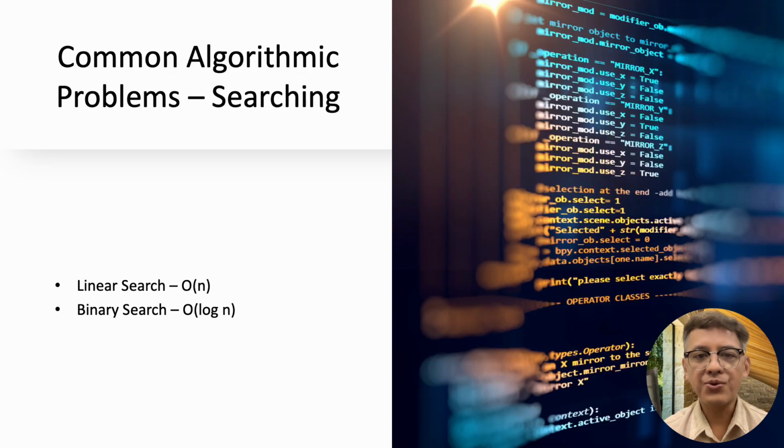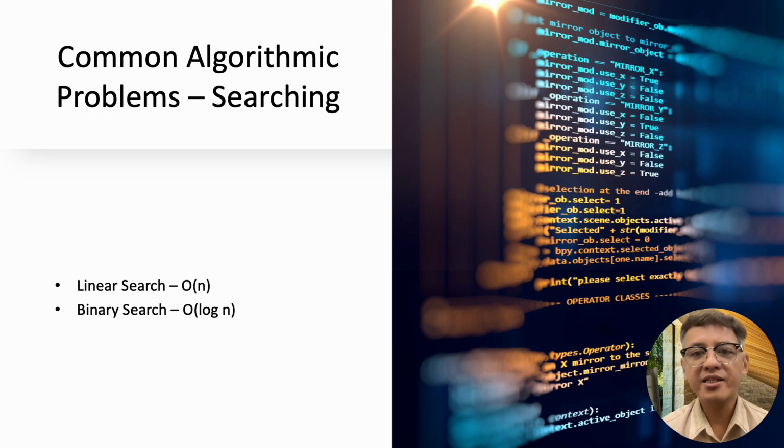Now let's move to searching algorithms. Searching is the process of finding a specific item in a dataset. This could be a user in a database, a word in a dictionary, or a product in an online store. Two common searching algorithms are linear search and binary search.